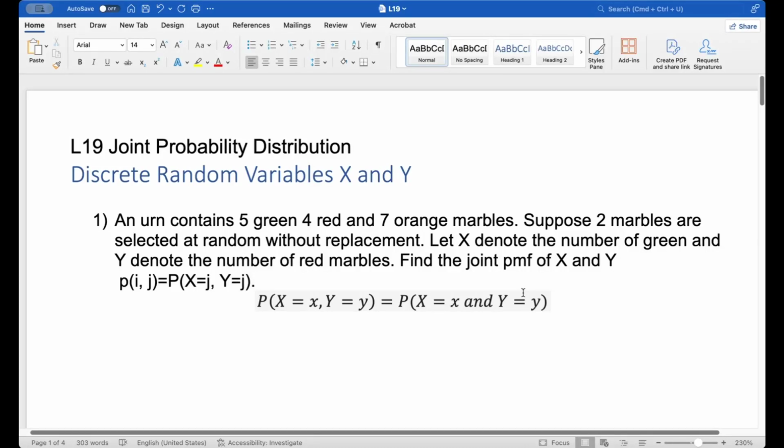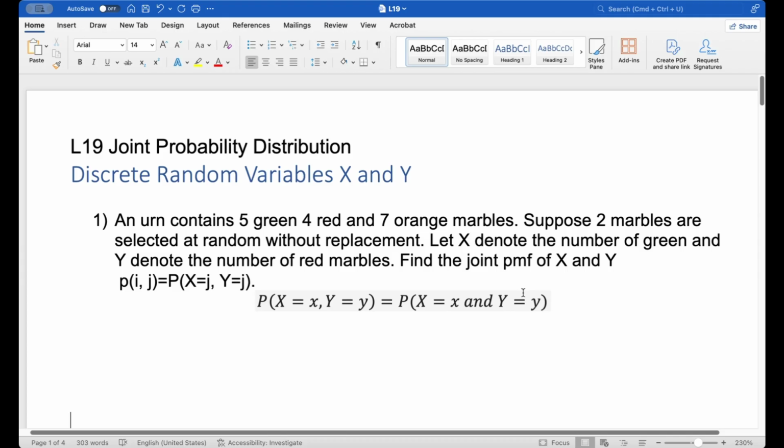Joint probability distribution. We're looking at a situation where we have more than one random variable, so you have discrete random variables X and Y. We'll start off with an example and go through some of the notation. We have an urn that contains 5 green, 4 red, and 7 orange marbles. 2 marbles are selected at random without replacement. X is the number of green, and Y is the number of red.